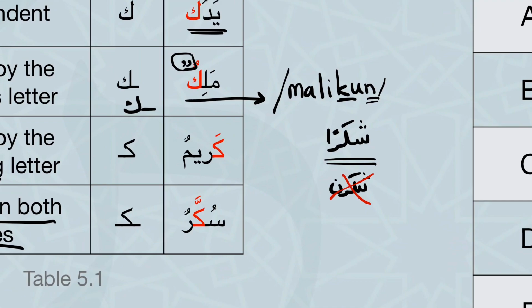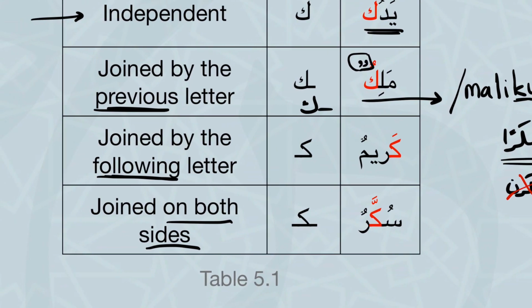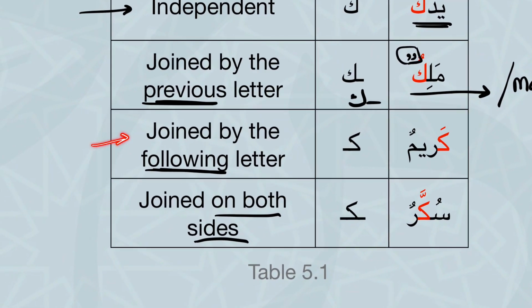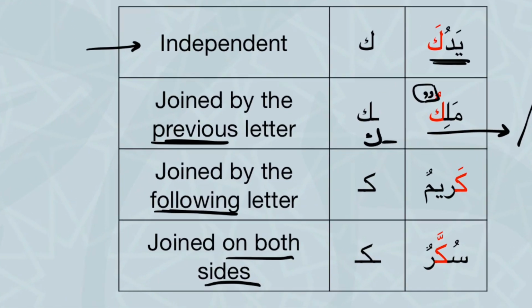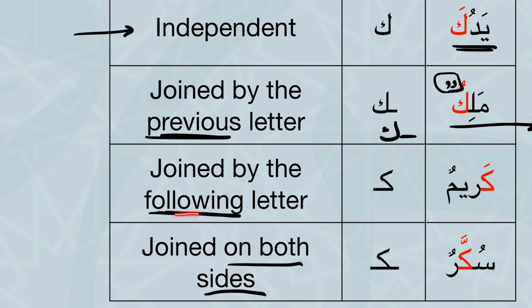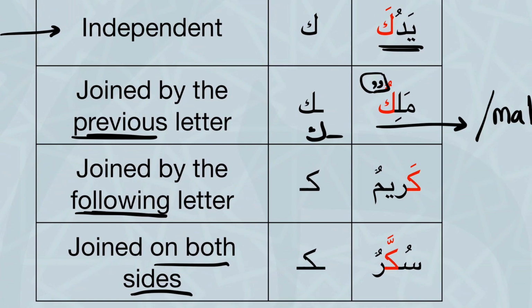So, jumping to the third scenario of the letter kaf, when it's joined by the following letter. So the following letter, basically, means that it's either initial in a word or it comes after a non-connector. So basically, after an alif, after a waw, after a dal, or a dhal, or ra, or zay.